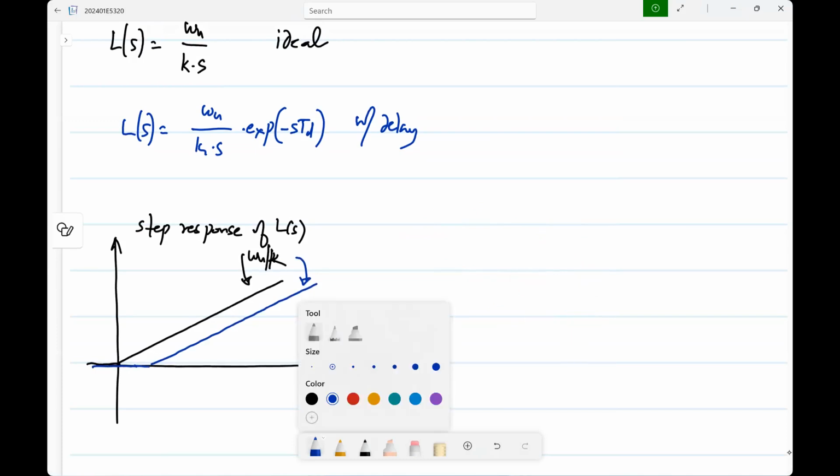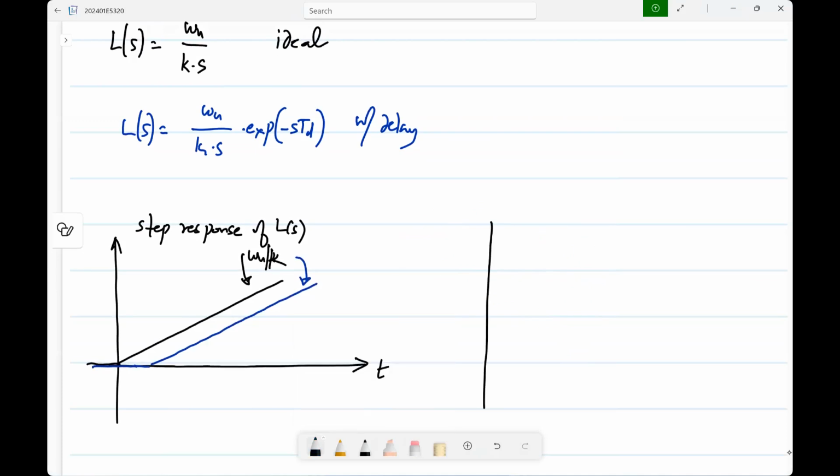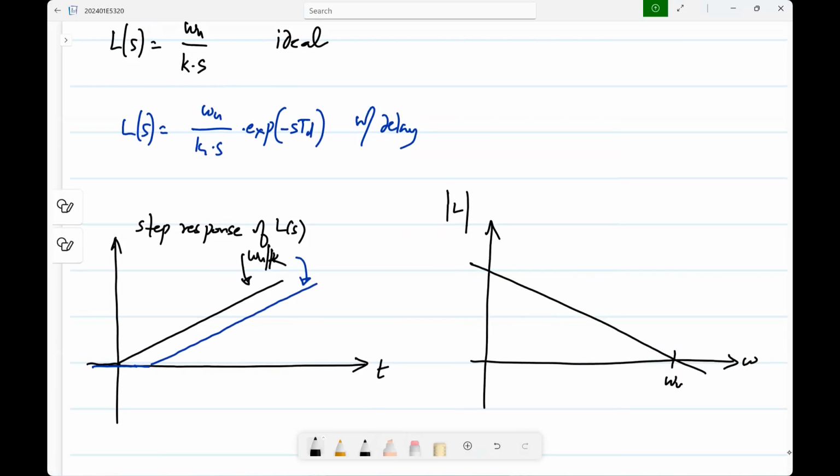Now, just for completeness, let me also show this in the frequency domain, the magnitude plot. In the ideal case, it has a unity gain frequency omega u by k, and with delay, it is exactly the same because the exponential delay has unity magnitude.